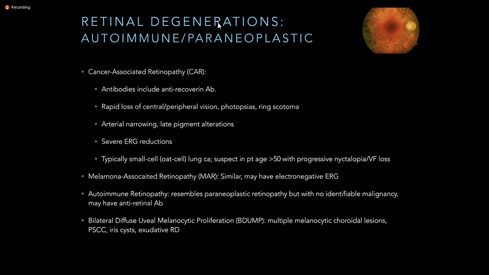Patients can develop autoantibodies, which include an anti-recoverin antibody. And these patients can often get a rapid loss of central and peripheral vision, along with photopsias and a ring scotoma. In the fundus, they can show arterial narrowing and sometimes some late pigment alterations. And they can have a really severe reduction in the ERG signal, even with a relatively normal fundus appearance.